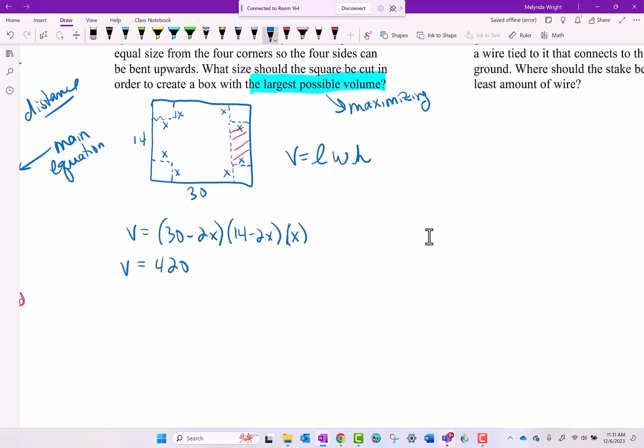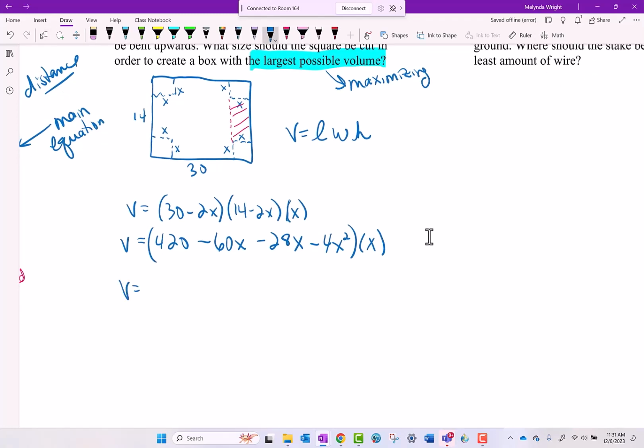And then what are we doing? 30 times negative 2x is negative 60x. And negative 2x times 14 is negative 28x. And then negative 2x times negative 2x is positive 4x squared. Okay, and we still have to multiply by x. So what do we have? We have 420x. Let's combine 60 and 28 together. That would be 88. So minus 88, and x times x is x squared.